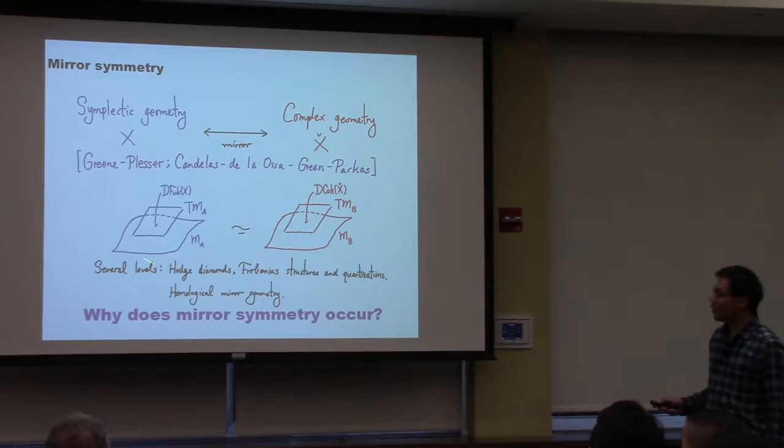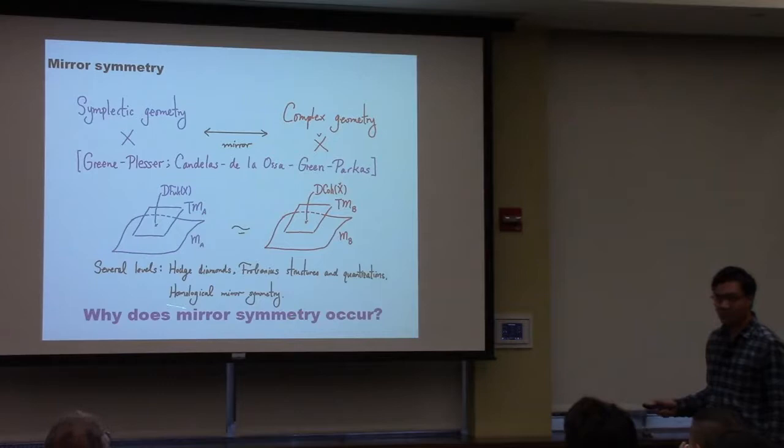There are several levels of mirror symmetry. The Hodge diamond numbers get reversed. You also have a vector space isomorphism, Frobenius structures, and you can also quantize the vector space, quantization. And there is the categorical level, homological mirror symmetry. So there are several levels. The basic question for this constructive approach to mirror symmetry is to explain why mirror symmetry occurs at these levels, and of course the most fundamental level is the categorical one.